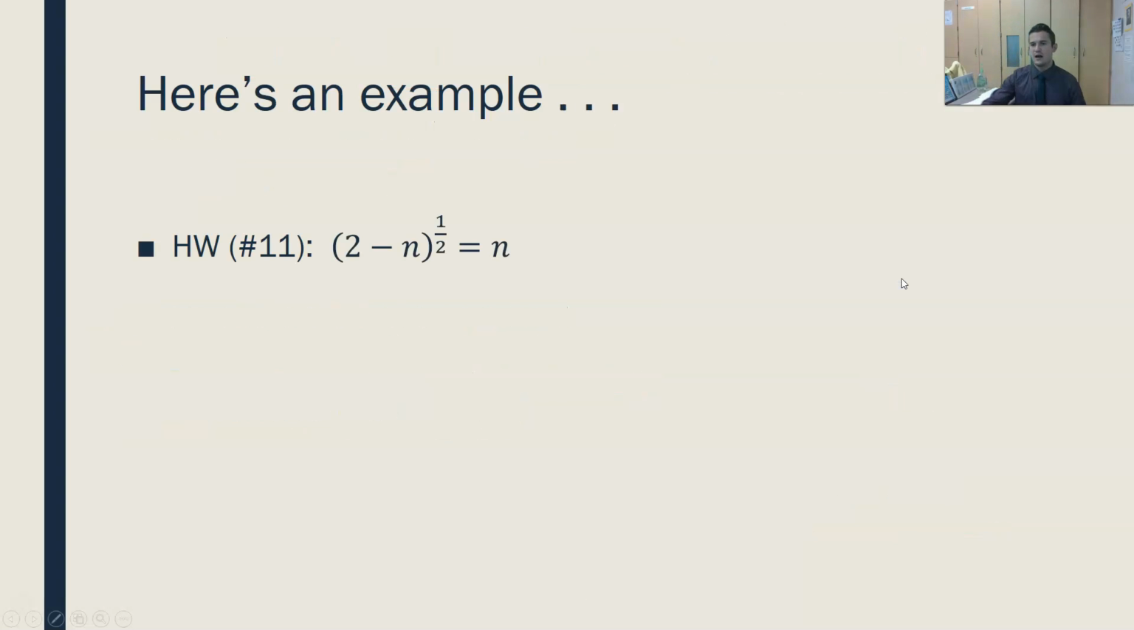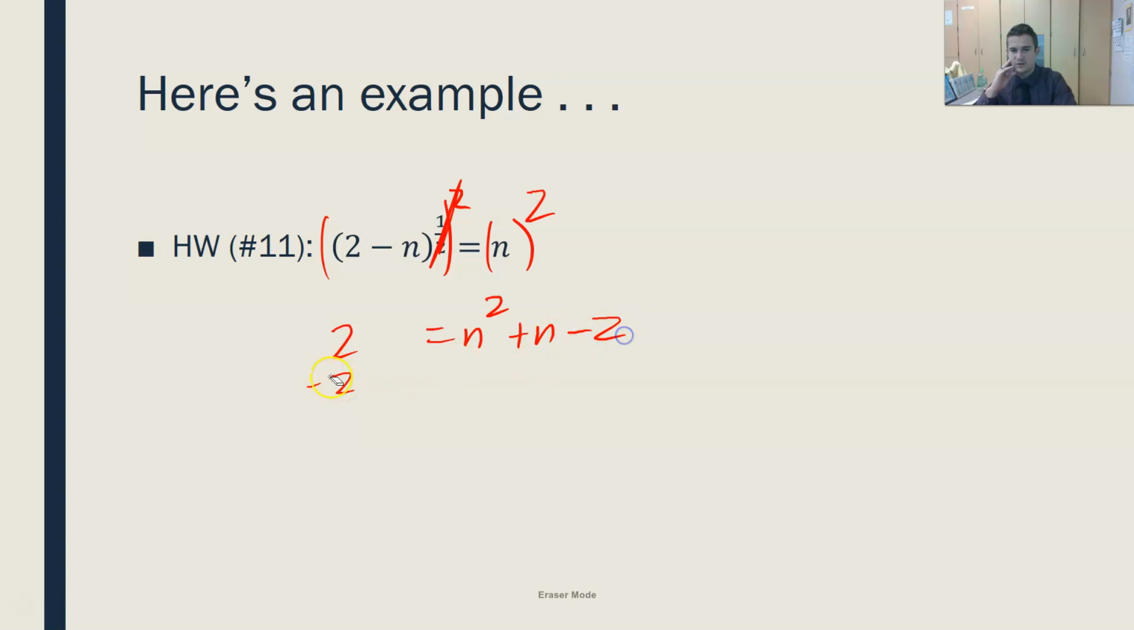So let's take a look at what this is going to look like. For example, this is a question on your homework. I have 2 minus n to the 1/2 power equals n. I'd solve this like I did some of those other ones. I get rid of this 1/2 power by squaring this side, and if I square the left side, I have to square the right side. These cancel out, and I'm left with 2 minus n equals n squared. This is going to be a quadratic, so I'll add n on both sides and subtract 2 on both sides, which leaves me with n squared plus n minus 2 equals 0.